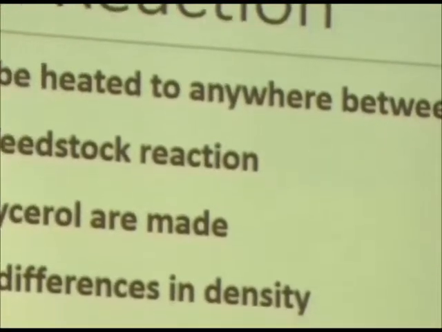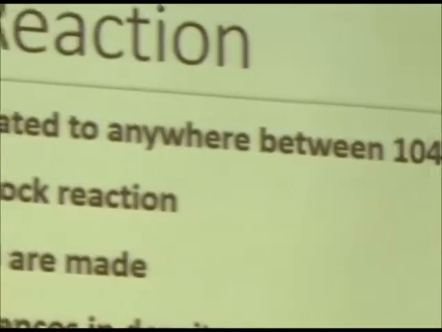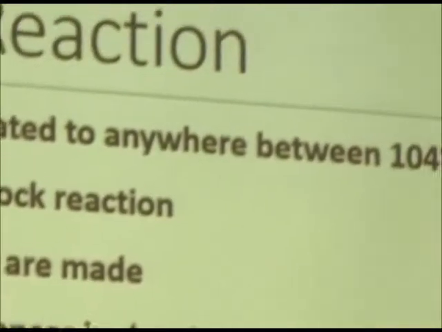To make biodiesel, you have to heat up the feedstock, and we were going to heat it between 104 to 122 degrees because that's what our materials can withstand. We don't want to go any higher than that, or we might face melting issues. The methoxide and the triglycerides will react, and then biodiesel usually settles at the top because it has lower density, and glycerol settles to the bottom because it has higher density.